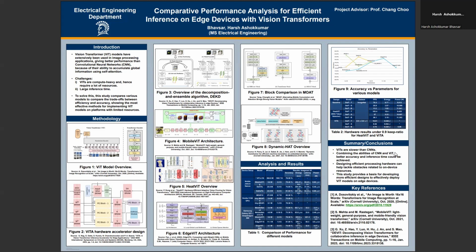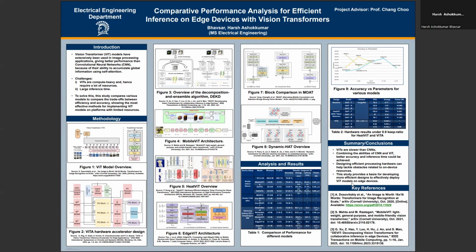In conclusion, this study suggests that combining the abilities of CNN and transformers would help in achieving better performance with fewer parameters, which we can see in the EdgeViT architecture. And also, in order to get better processing time, we can make an efficient design so that the consumed processing power is less, and a better inference time can be achieved by making wiser use of the matrix multiplication that we have to do in the vision transformer.